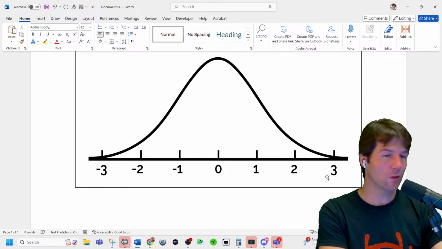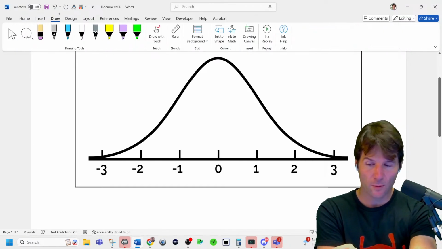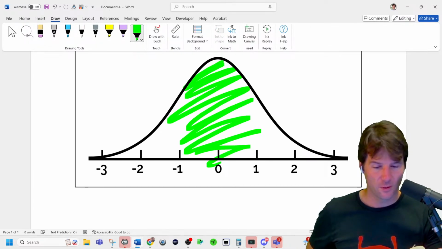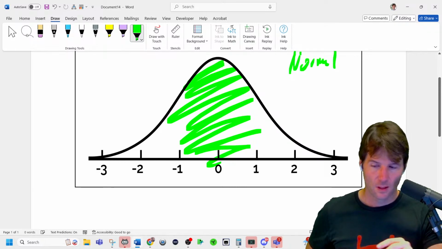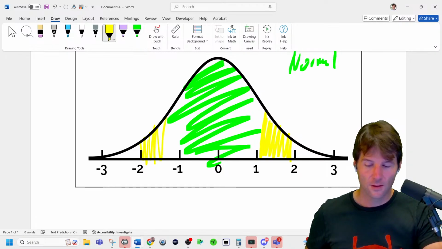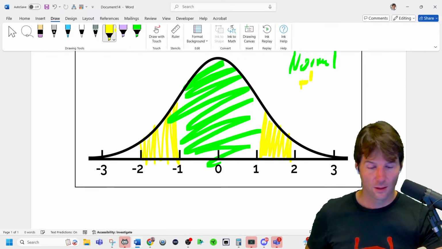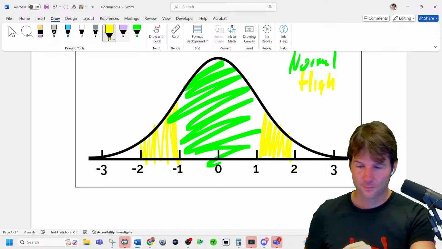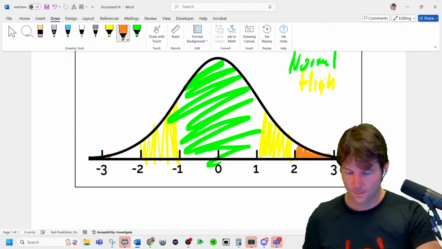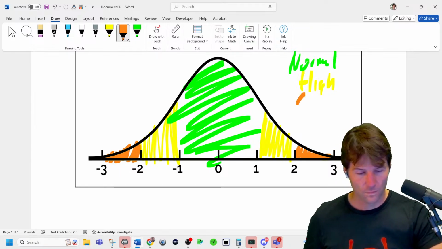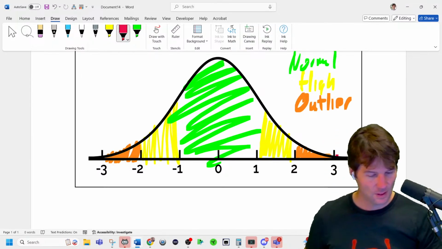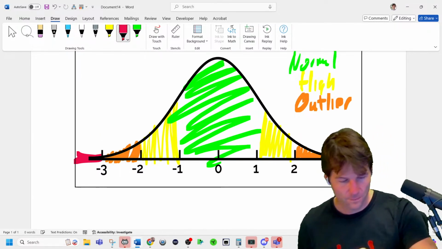Well, so z-scores are defined by oddness the further they are away from the mean. Around the mean right here is pretty normal. And sure, we can go a little bit further out. That's pretty normal. Then you have high. Now, these are not like really high. It's a little high. Then you have outlier. Then you have extreme.